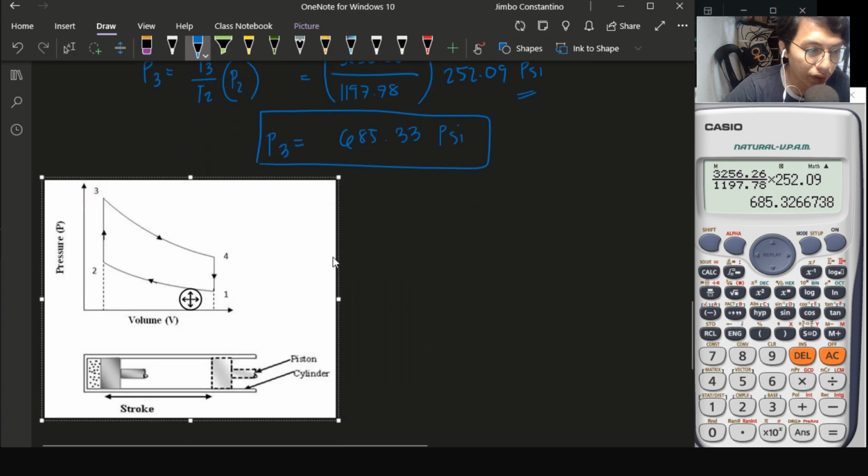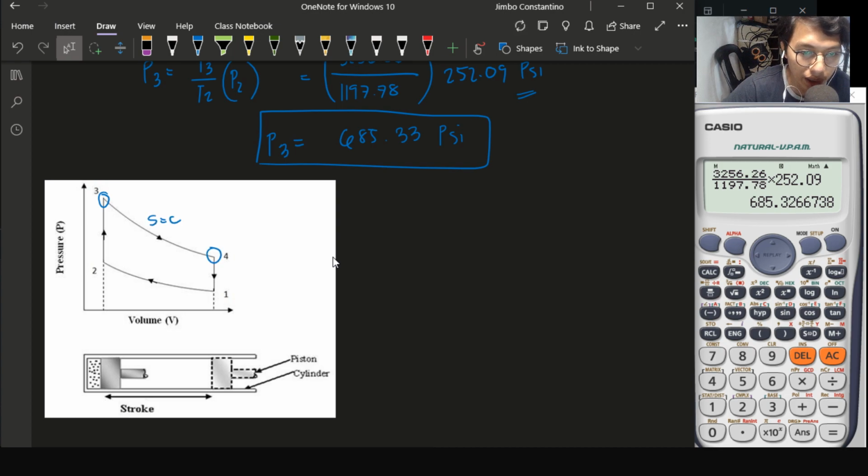End of expansion, o di ibig sabihin mula dito hanggang dito, where S is equal to C. Meron na tayong P3, V3, T3. We can say that V1 is equal to V4. Mali tayo doon. 3 to 4, S is equal to C, expansion. Yan. And then we can say that V1 is equal to V4. That is 13.2 feet cube per pound.